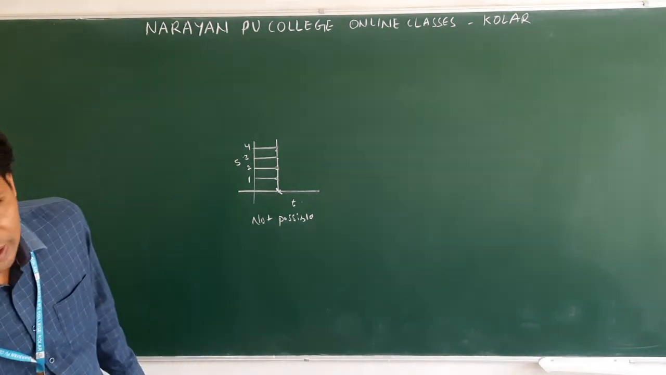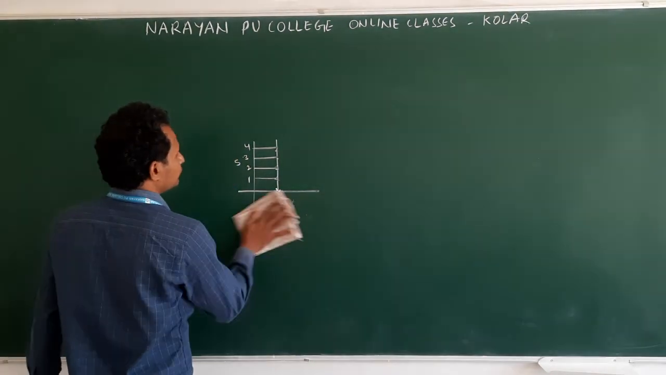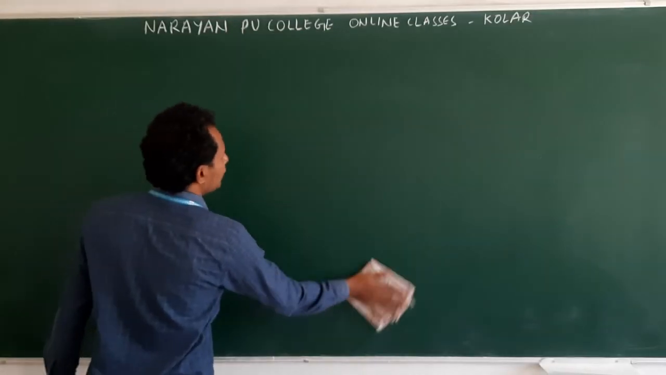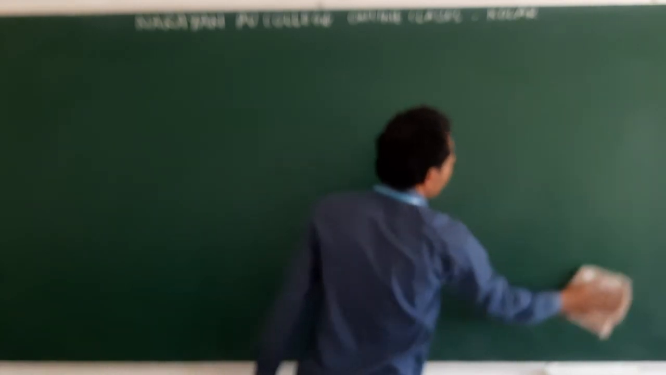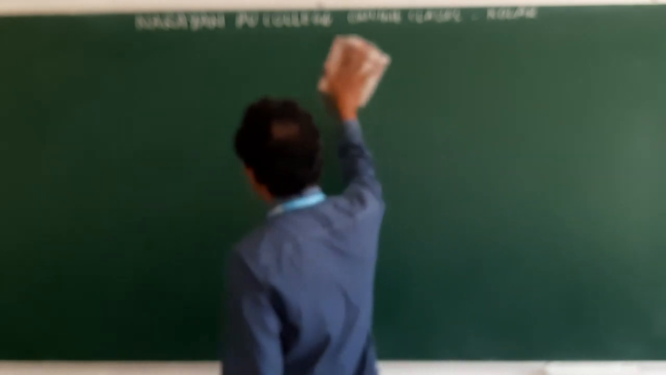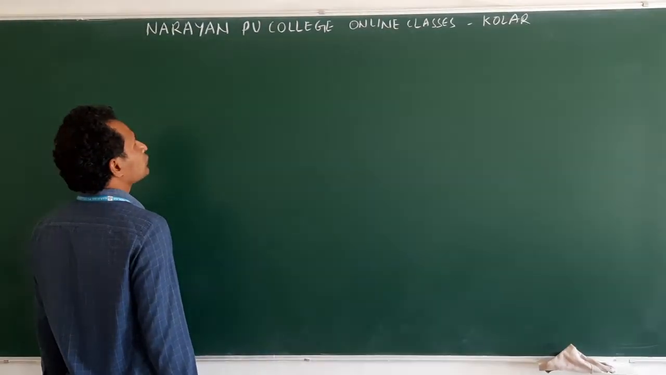How to derive the equations from a graph, or we call it the graphical method. Yesterday I gave three equations. First one is V is equal to U plus AT. Second one is S is equal to UT plus half AT square. And third one is V square minus U square is equal to 2AS. Now, for all equations, we will use only one figure.